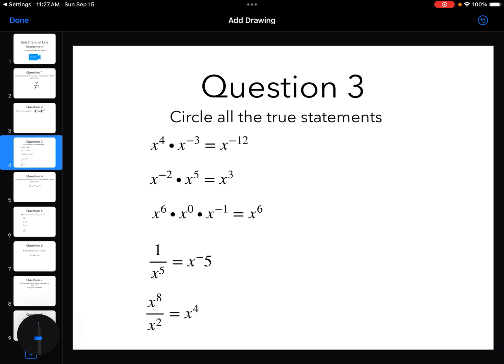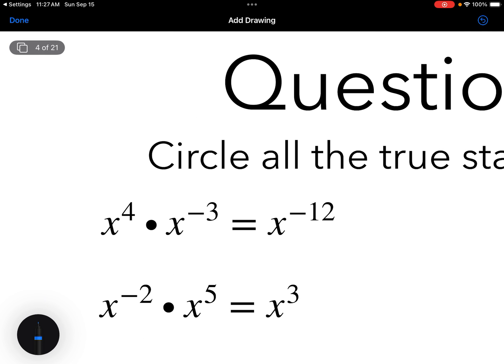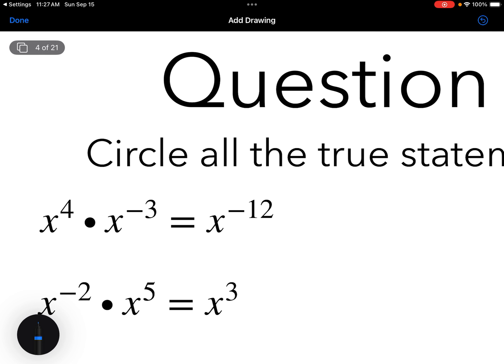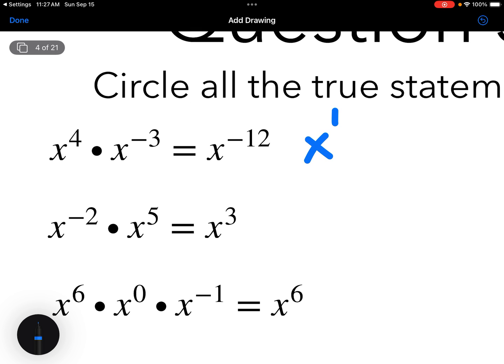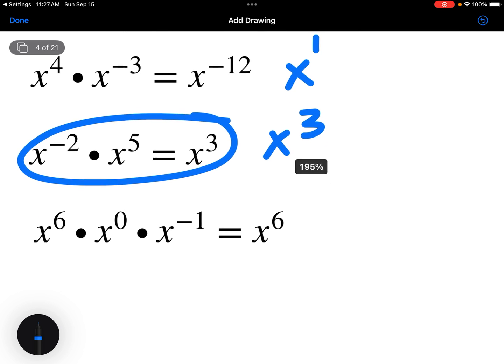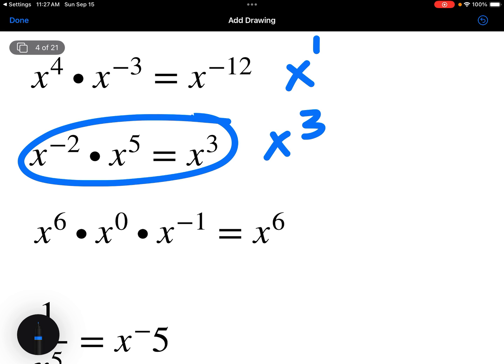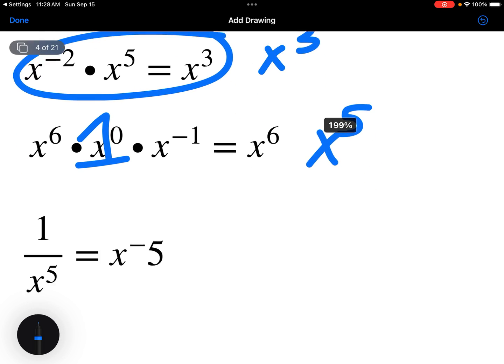Circle all the true statements. So this is the product property, so I'm going to add those. So that would be x to the 1st power. This is the product property again, so this would be x to the 3rd power. So that one's true. This one would be the product property. So again, I'm going to add these. So that would be x to the 5th power.